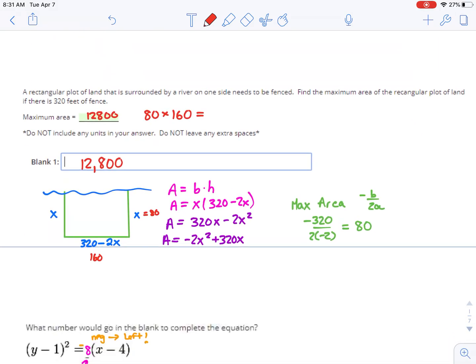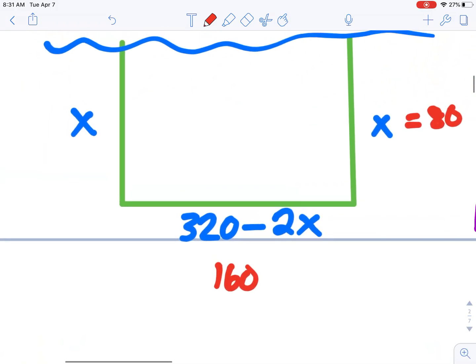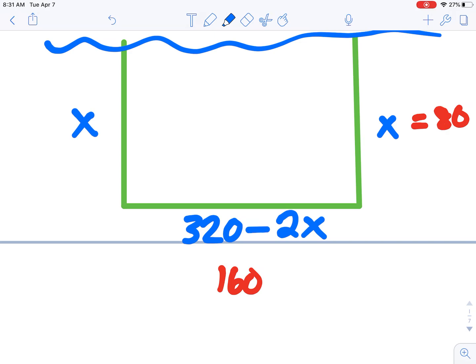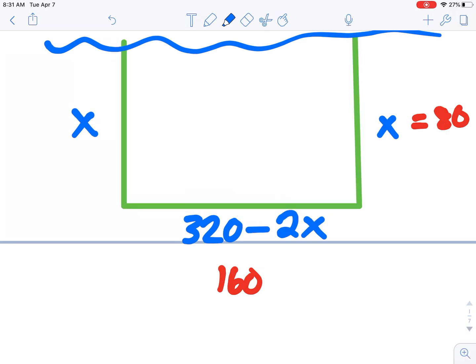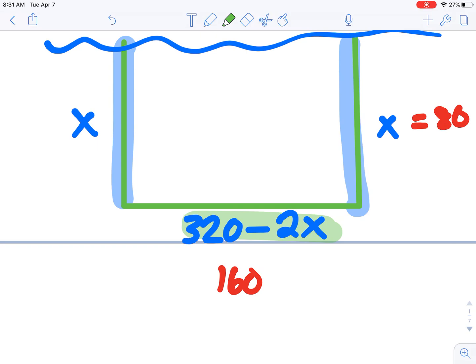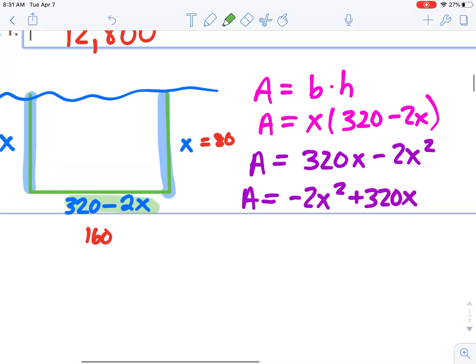For our next one, we have a plot of land that is bounded by a river. If we have 320 feet of fence going around all 3 sides, we want to take the 2 sides that are the same and subtract that off what we have, which is 320. So 320 minus 2x. Area of a rectangle is base times height.